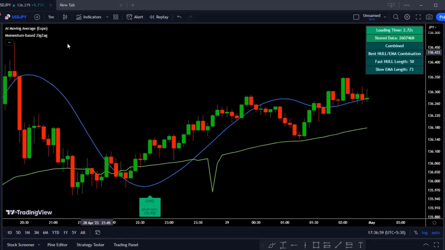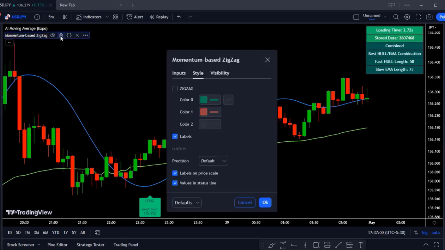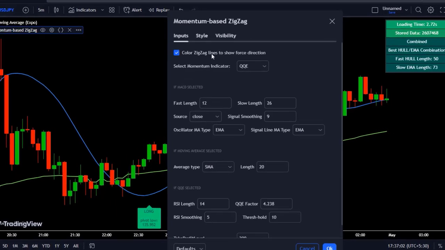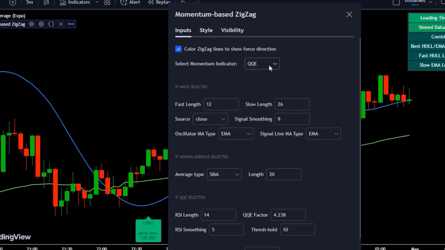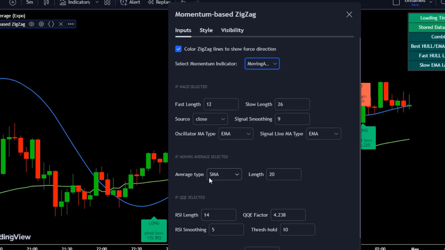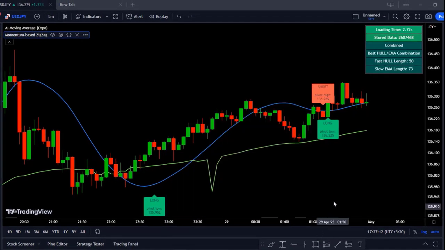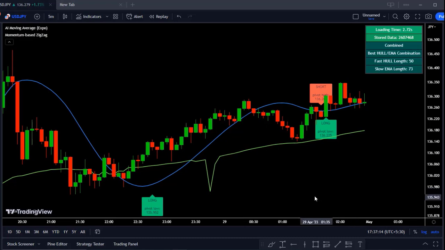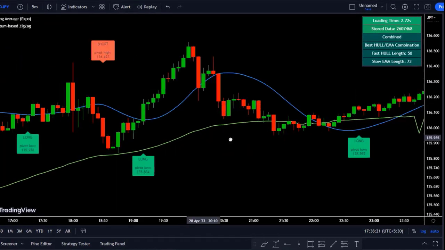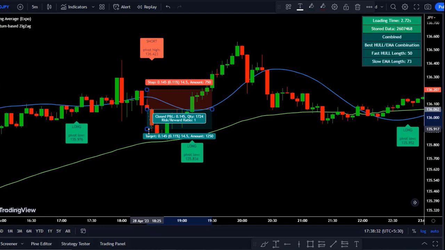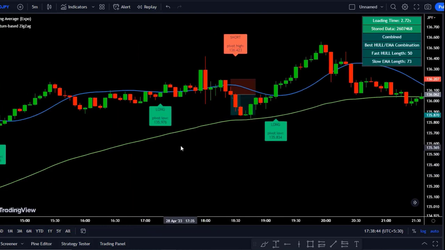If you want to increase the number of trade signals, you can do it by accessing the settings of the momentum-based zigzag and changing the momentum indicator from QQE to moving average. You can also customize the moving average type and length. We will select SMA with the length set at 20. Right away, we can see that the number of potential signals has increased. The indicator seems to have less lag, which is a good thing.